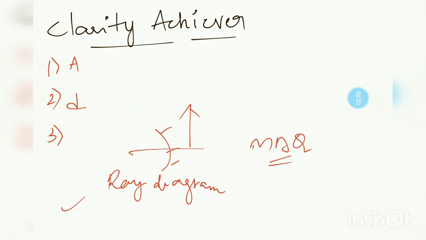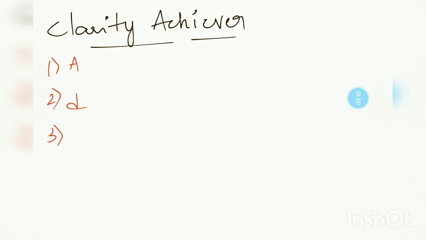Real image is always smaller than the object? No, it was not always smaller, it was equal also when you kept it at center of curvature, so that can't be the right one. So B is wrong. C, real image is always larger in size. No, we found diminished also, and we have found equal size also, so it's wrong. And D, real image may be smaller or larger in size. Absolutely correct. So the right options for this question are A and D. I hope you got it.